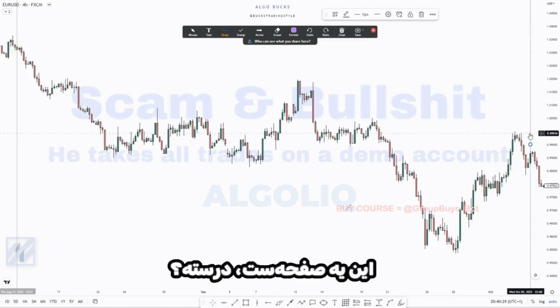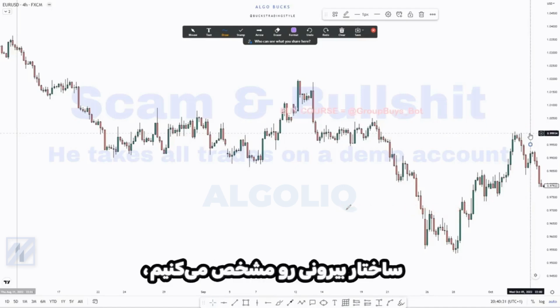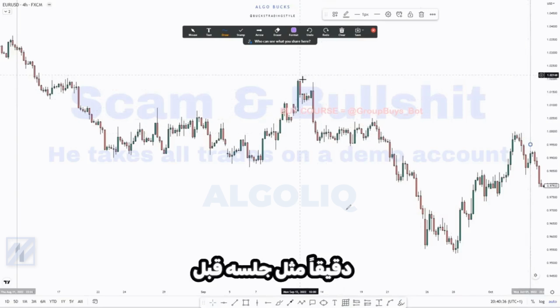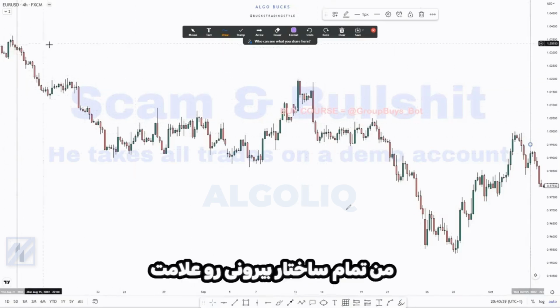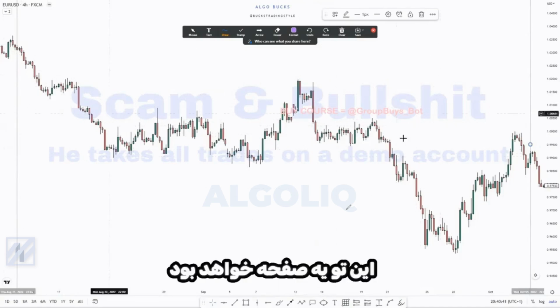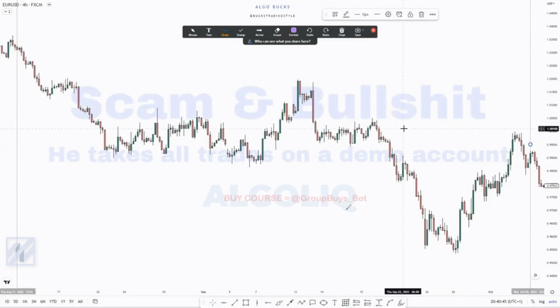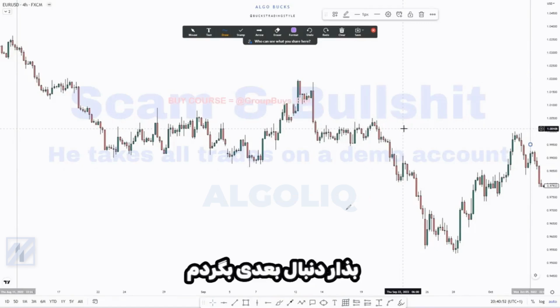Now, this is one page. We are going to mark out the external structure, just like how we did in the session. We're going to mark out all of the external structure. This will be on one page, on the 4 hour time frame, Euro USD. So this is one. Let me look for the next one.